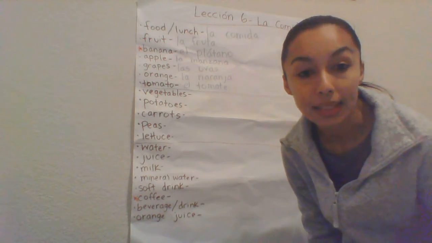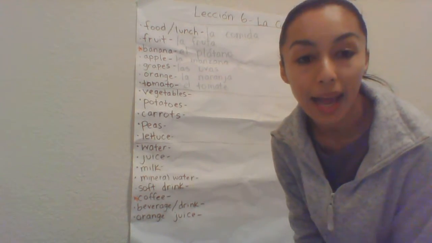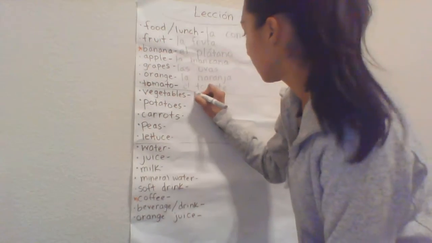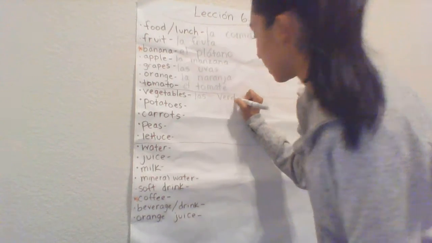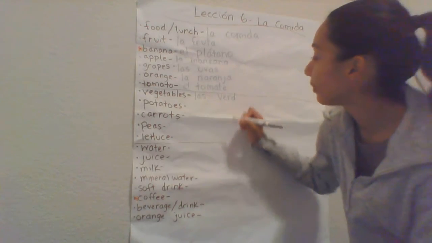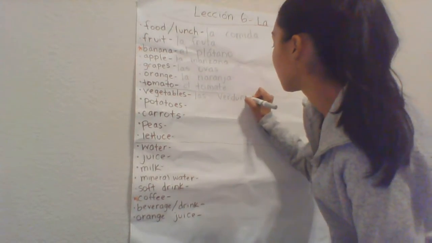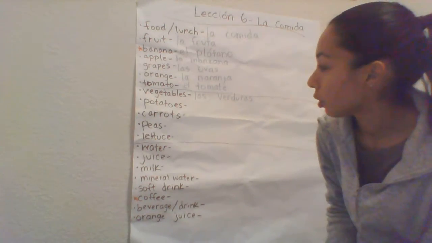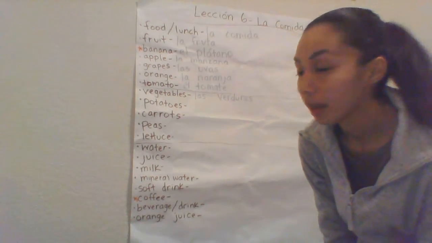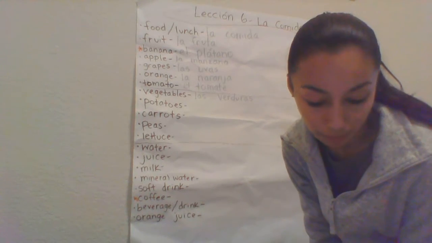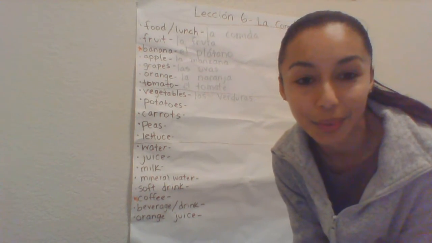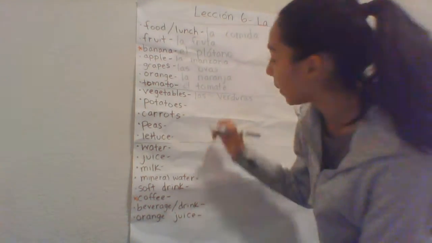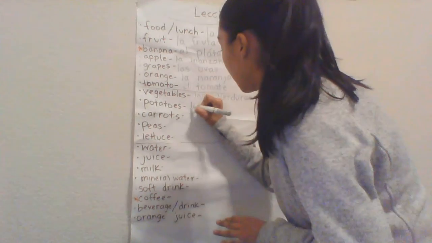Next is our vegetables. Vegetables son las verduras. Las verduras. Kind of has the beginning of like verde. Verduras. So the first one, potatoes, we have las papas. This one has no accent because we don't want dads or fathers. We want potatoes. So las papas con no acento.